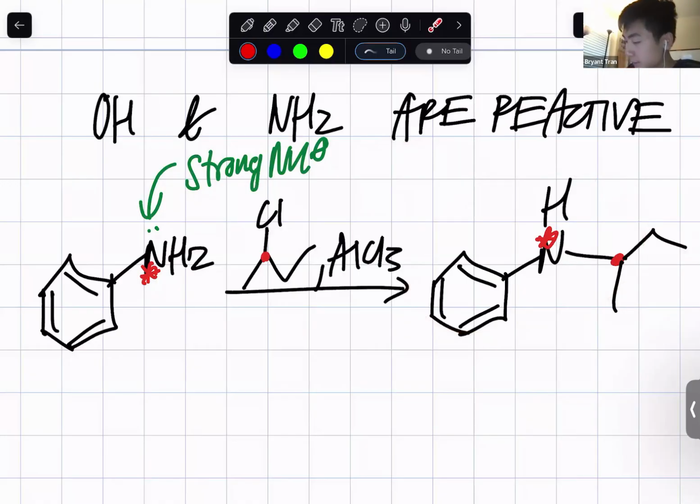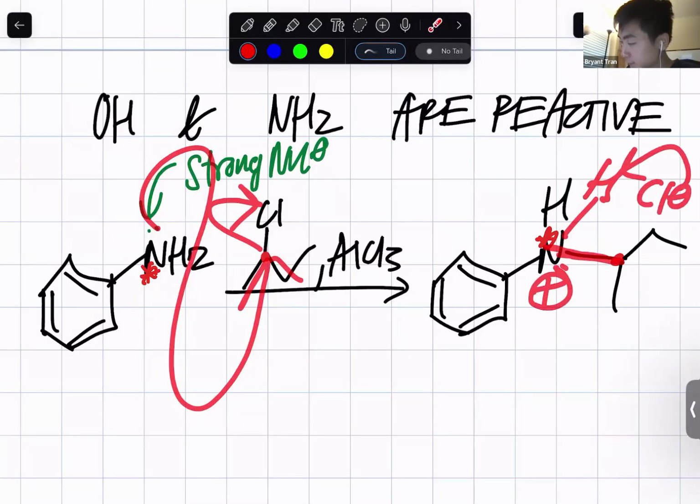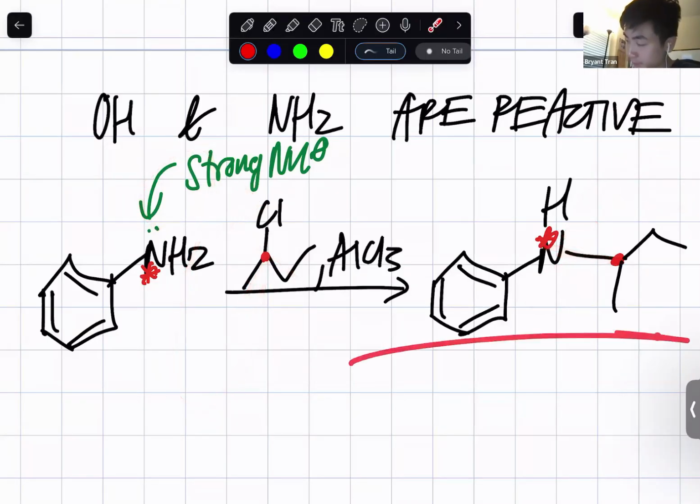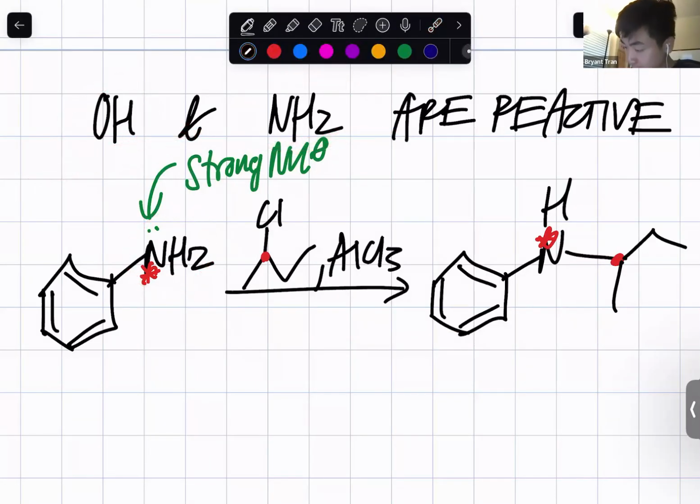Now think of this as an SN2 mechanism. Nitrogen attacks that carbon, kicks out the chlorine, right? Make a new bond right there, SN2. But then that nitrogen, if it has it, will be positively charged. So then we could use a chloride ion that got kicked off to deprotonate it to make it neutral, right? So when you have an NH2 or OH, always look out for that, right? This is a sneaky concept right here. Okay.